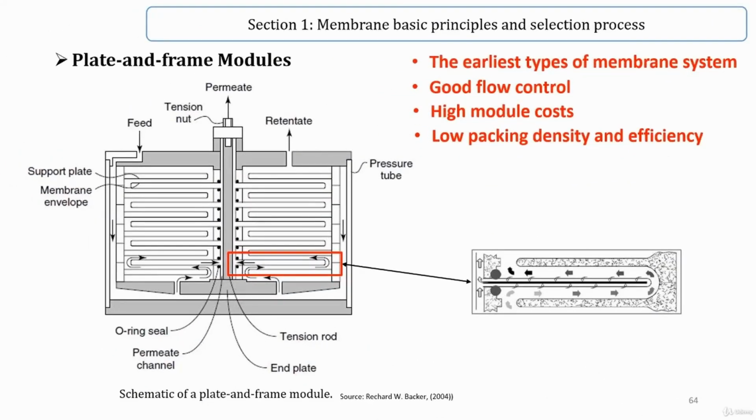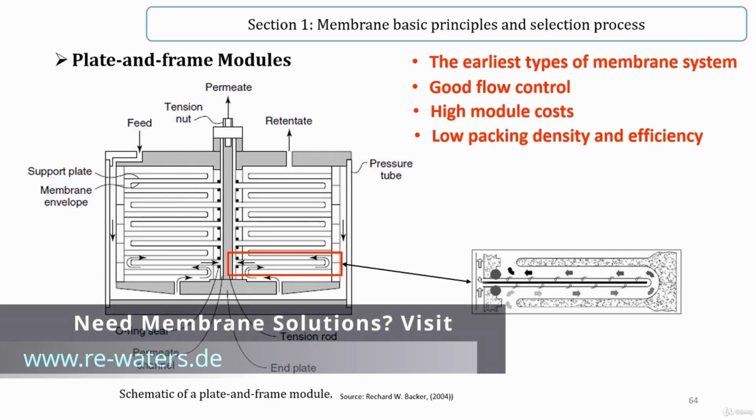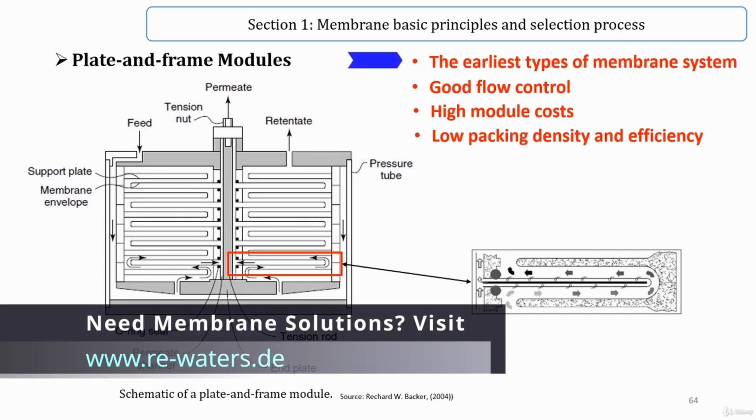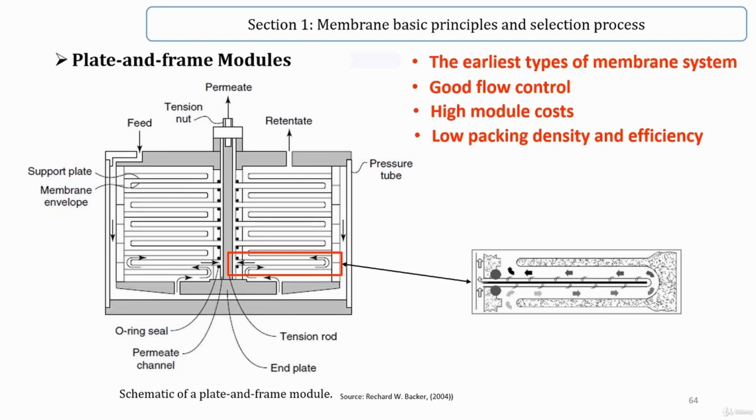Now I'm going to explain these modules in detail. Plate and frame modules. Plate and frame modules were one of the earliest types of the membrane system. These modules provide good flow control on both the permeate and feed side of the membrane, but a large number of spacer plates and seals lead to high module cost.